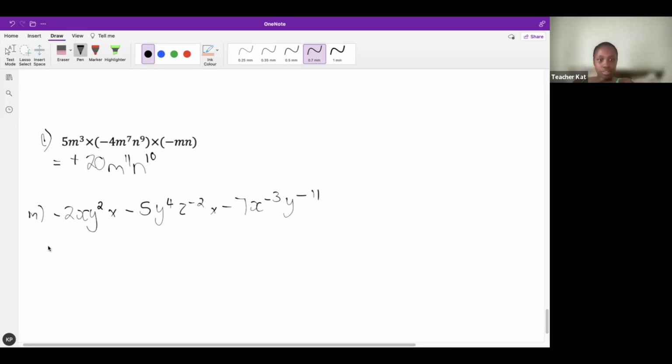Okay, let's go for it. A negative and a negative and a negative. That's 3 negatives. So my answer is going to be negative. Okay, I have a 2 times 5, which is 10 times 7, 70. And then I have x to the power of what?